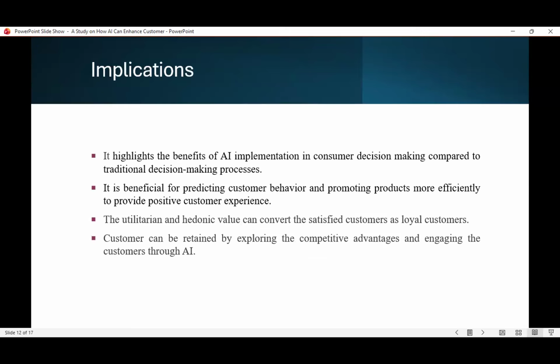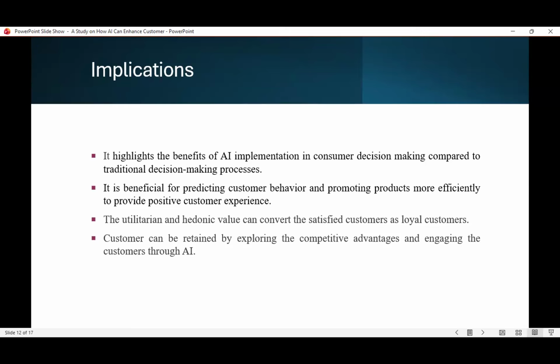Coming to the implication part, it highlights the AI implementation in the consumer decision-making process. You can say that here in this study, what we have seen is that a smart decision can lead to a better post-purchase experience, which in turn can enhance the customer engagement with the brand. And AI is excellent in establishing customized communication with the customer in real time, which compels the customer to track notifications continuously, which becomes engaging as well for them.